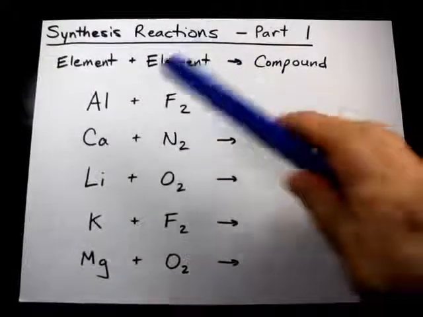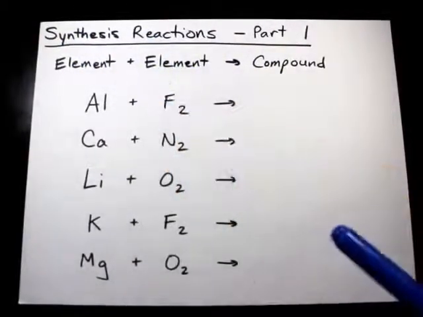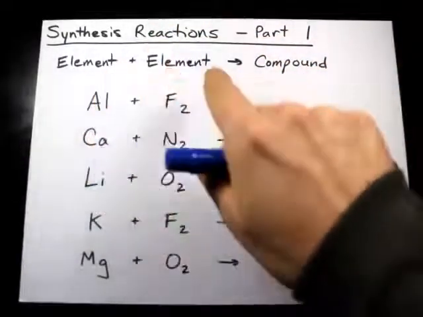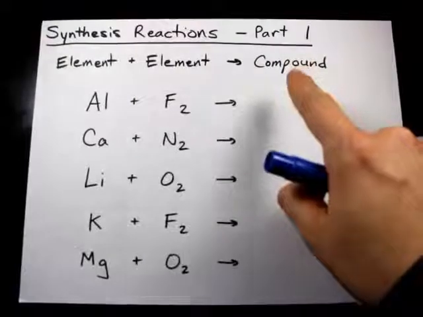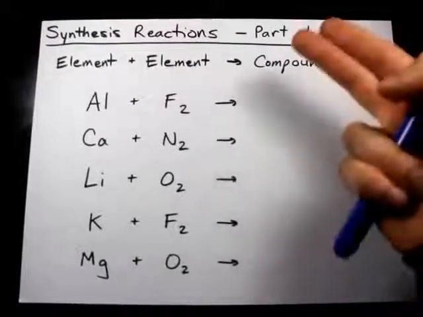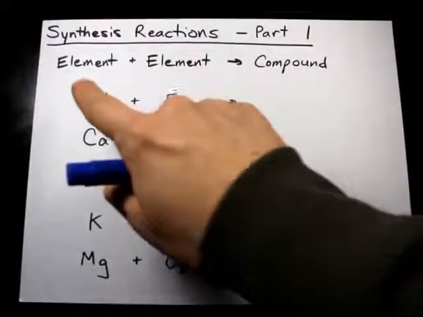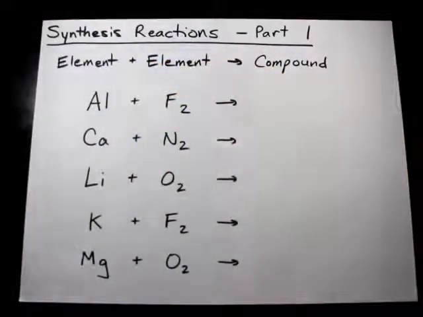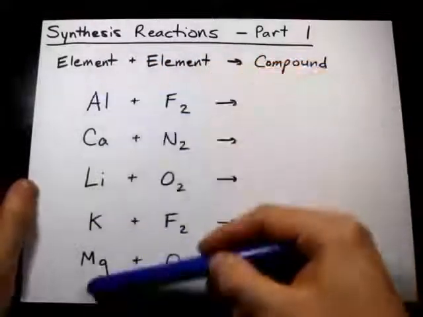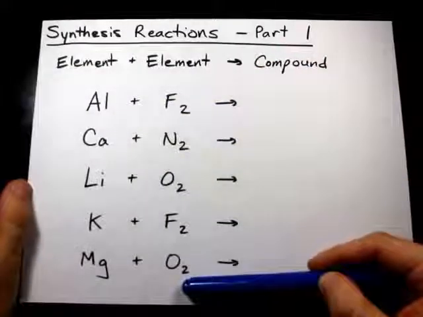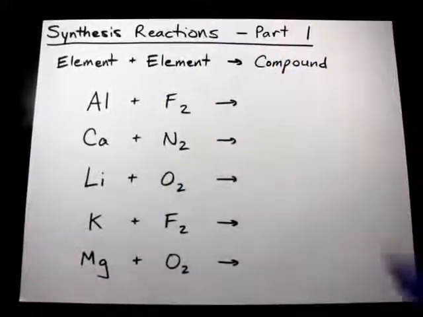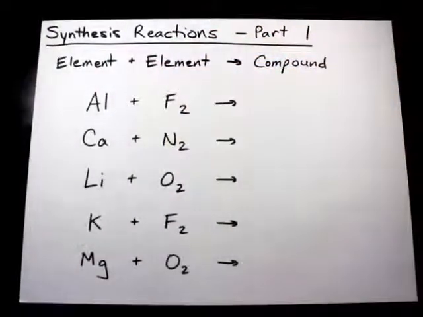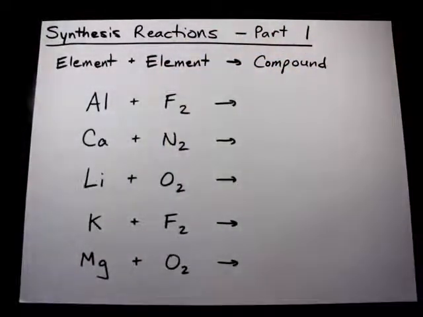Alright, this is my first video about synthesis reactions, which is any reaction where two things combine to make a single thing. The easiest kind, and the part one that I will do with you, is two elements combining to make a compound. Now, if you're combining a metal with a non-metal, they will combine to make an ionic compound, because by definition, that is how ionic compounds are formed.